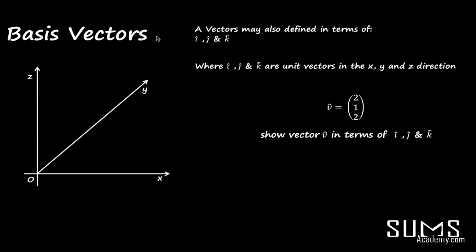A vector may also be defined in terms of i, j, and k, which are the unit vectors in the x, y, and z direction. So here we're told that v has components 2, 1, and 2, and we're asked to show v in terms of i, j, and k. Well, this is pretty straightforward. We're just going to say that v is equal to 2i, and then j is only one j, so we don't need to write the number 1. It's j, and then 2k.